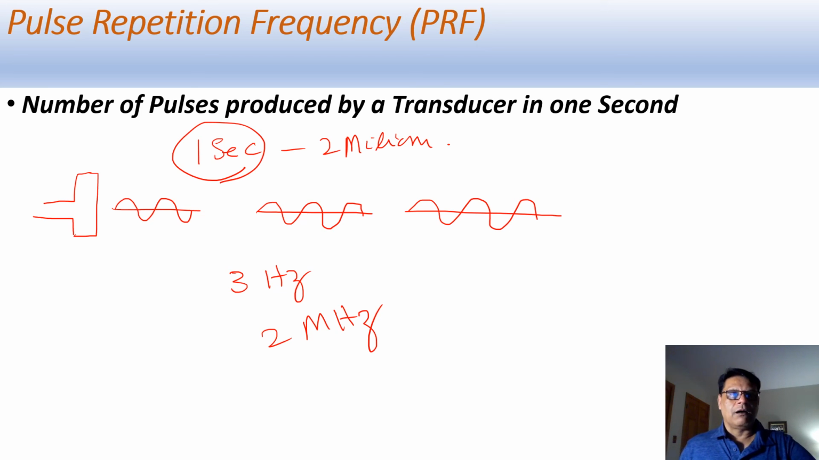So pulse repetition frequency is the number of pulses produced by the transducer in one second, and this pulse repetition frequency is different from the frequency of the pulse. It has nothing to do with the frequency, no matter whether the pulse is short or long. Pulse repetition frequency is the number.